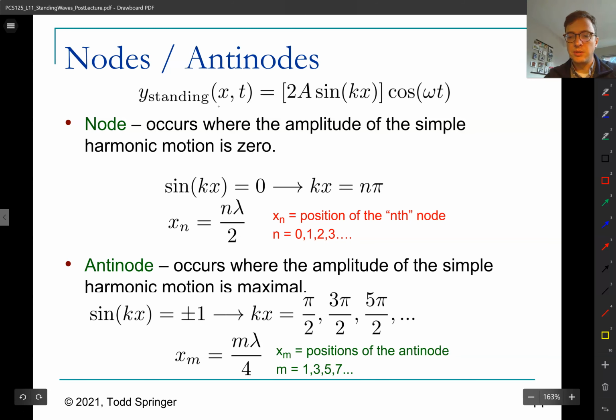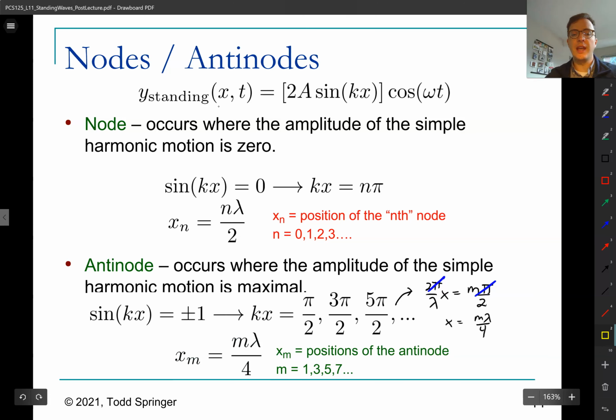Once more, let me use again the relationship between k and lambda. I'll have 2 pi over lambda times x is equal to some odd multiple, m, times pi over 2. And again, the pi's cancel. So I'm using m to denote an odd number: 1, 3, 5, 7, and so on. You can rearrange this, and you get x is equal to m lambda over 4, which is what I have down at the bottom there.